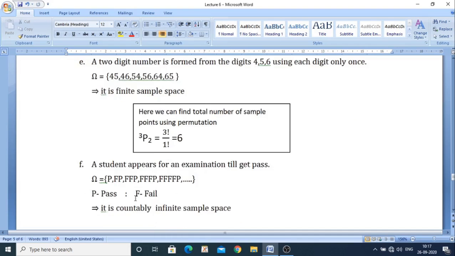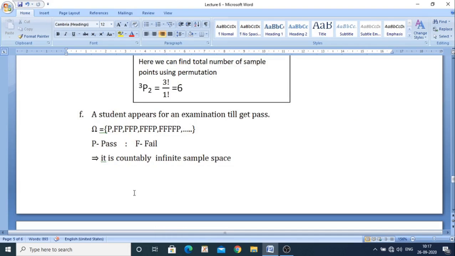Next example, a student appears for an examination till he gets pass. So omega is equal to... P stands for pass, F stands for fail. In the first attempt he gets fail and second pass. Then fail, fail, pass, or fail, fail, fail, pass, or fail, fail, fail, fail and pass, and so on. So he will appear for the examination till he gets pass. So we don't know how many attempts will be required. So we can count it. So it is a countably infinite sample space.